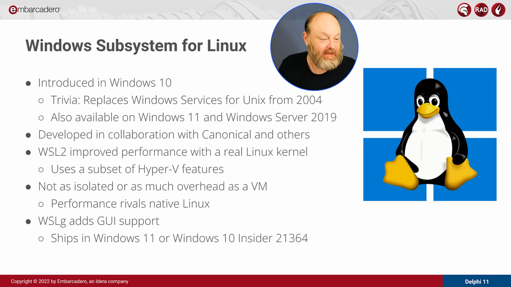So Windows Subsystem for Linux is also available on Windows 11 and Windows Server 2019. It was developed in collaboration with Canonical as well as some other notable Linux people. WSL2 improves the performance and actually has a real Linux kernel. The previous one had a fake Linux kernel. It's kind of like an inverse of Wine, if you will.